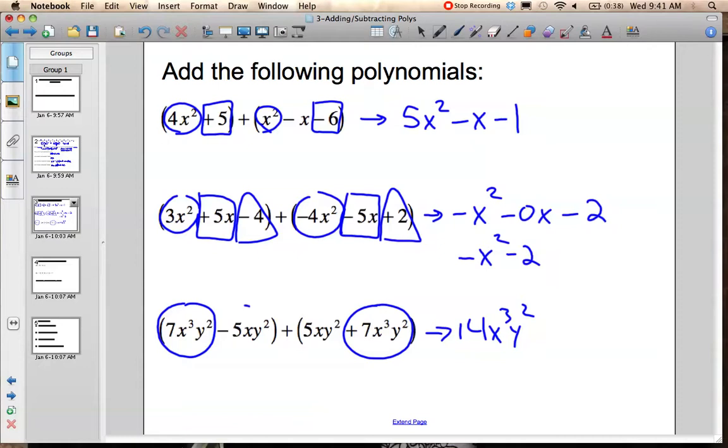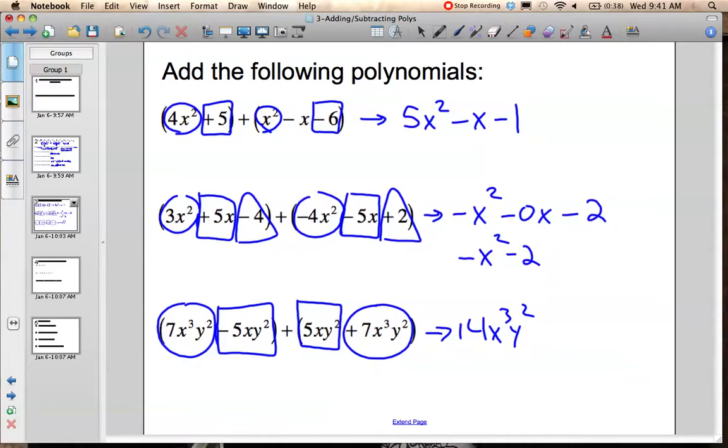And likewise, let's combine the other ones. And yeah, I did it again. I drew another circle. Let's combine the xy squareds. And I have a -5 xy squared and a +5 xy squared. That gives me 0 xy squareds. So I'm done. 14x cubed y squared is my answer.